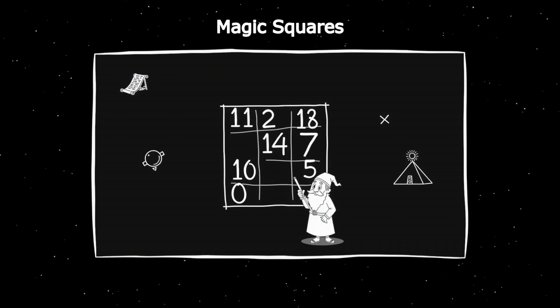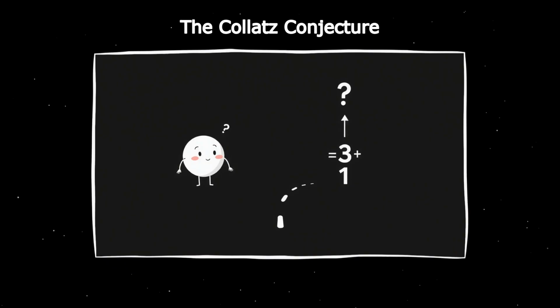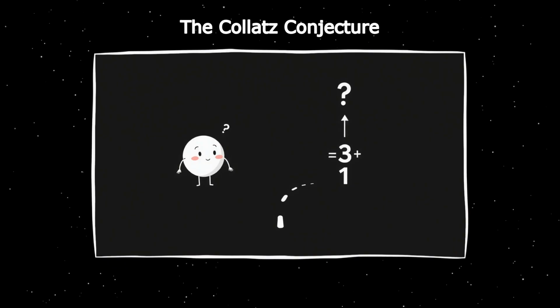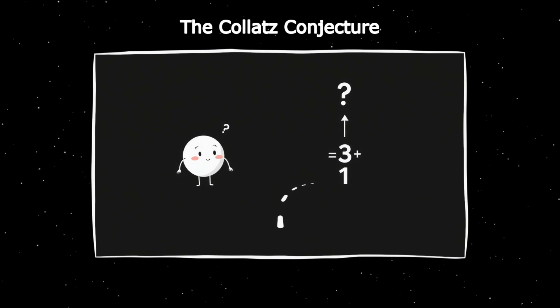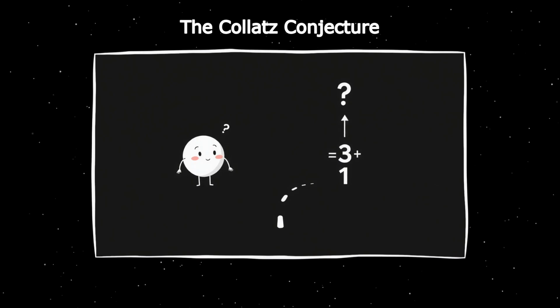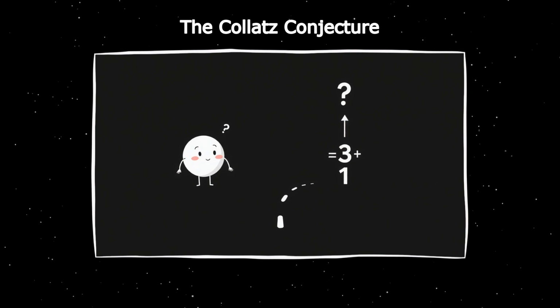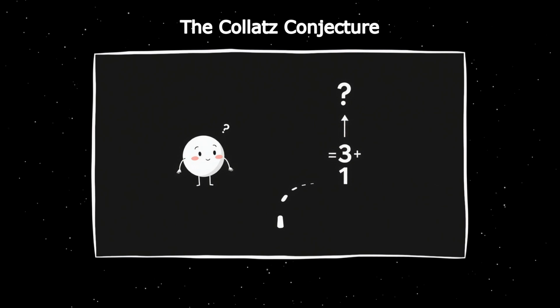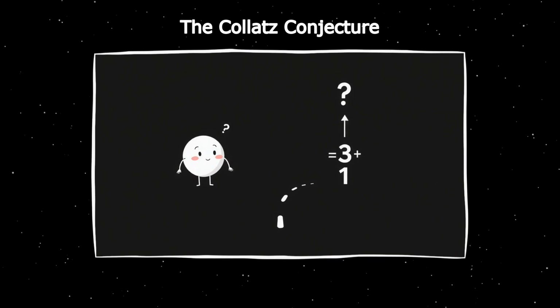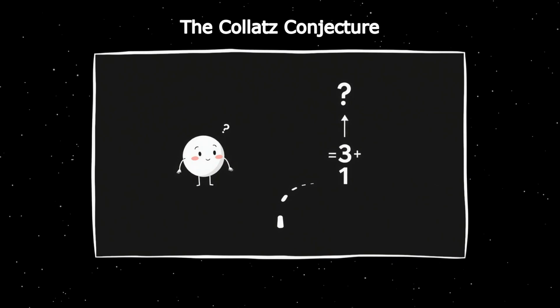The Collatz Conjecture is a fascinating mathematical puzzle that has intrigued both amateur enthusiasts and seasoned mathematicians for decades. At first glance, the conjecture appears deceptively simple, but beneath its straightforward exterior lies a depth that continues to elude proof. The process begins with any positive integer.